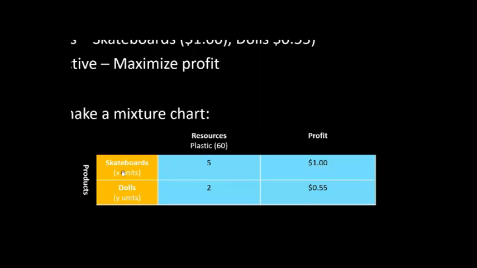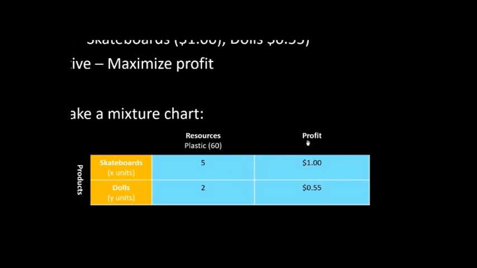So yung skateboard, inassign, nilet natin na X units, while yung dolls naman is Y units. So, ang kailangan na plastic resource para makagawa ka ng skateboard is 5 units, right? Then sa dolls is 2 units based on the problem above. Then yung profit na magigain mo to produce a skateboard is $1. Then yung dolls natin is $0.55. Okay?